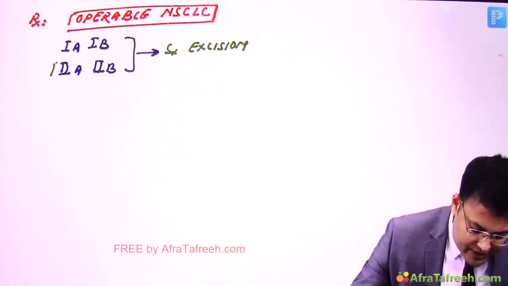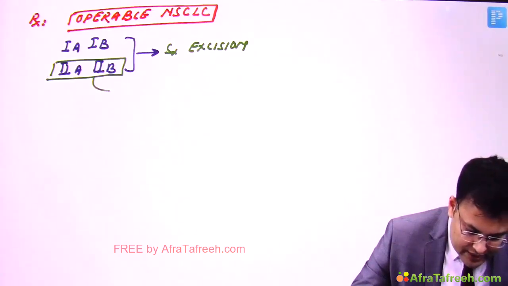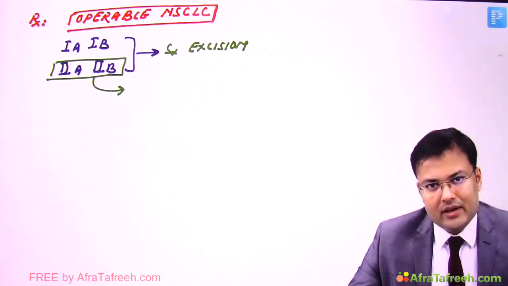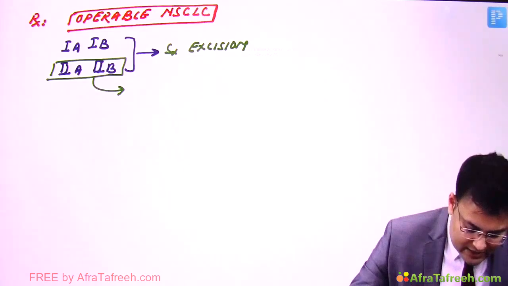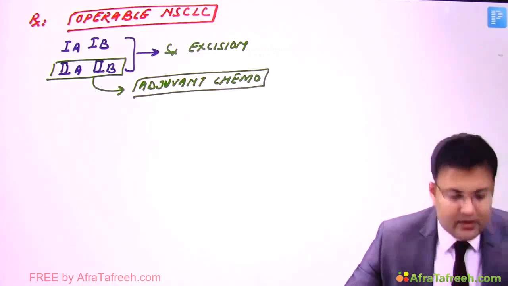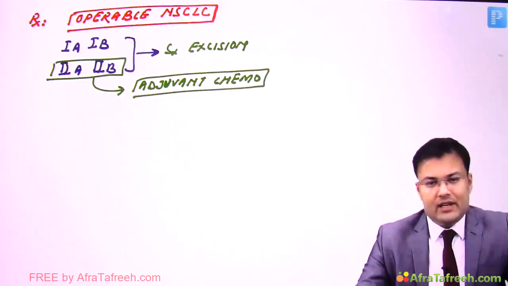Now if the patient is having stage 2, in these patients we have to give adjuvant chemotherapy. So after surgery, what else do we give? Adjuvant chemotherapy in stage 2. Clear? So after surgical resection, adjuvant chemotherapy is given in stage 2.